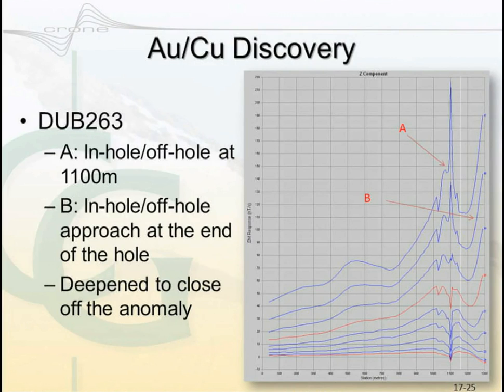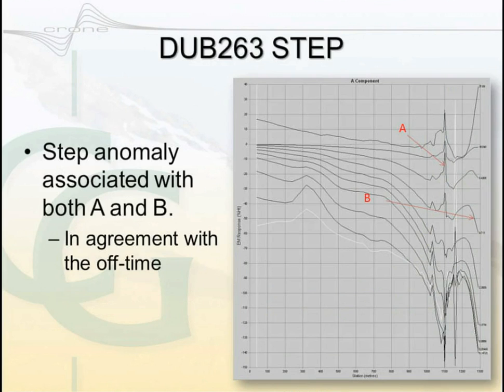So just going through the anomalies, you have an in-hole off-hole, so early times positive, late times going negative, at 1100. And then you also have this in-hole off-hole approach at the end of the hole. So you can see it's positive in the early times and starting to go negative in the late times. So I guess the decision was, well, let's deepen this hole, let's close off this anomaly here, let's see what's going on. We're probably not going to hit any mineralization, but, whatever. So they decided, so we'll look at the step here, also a step anomaly located in agreement with A and B. So you see the same things going on.